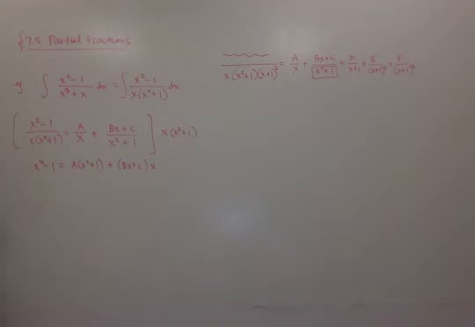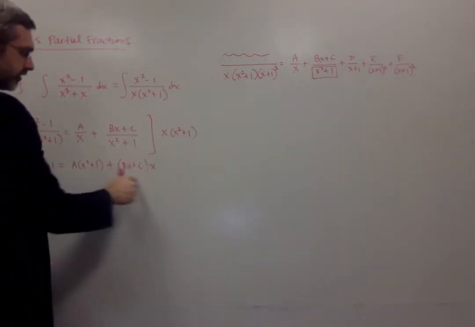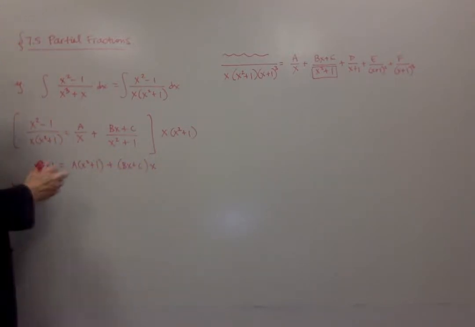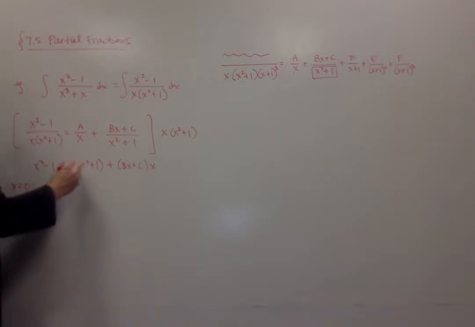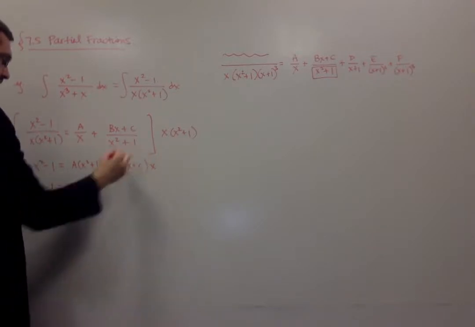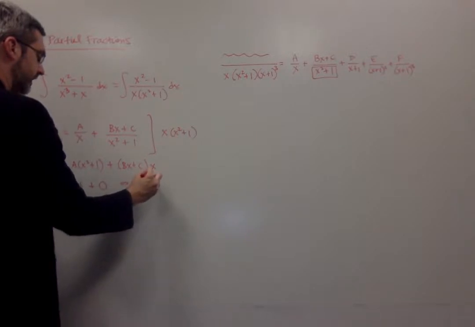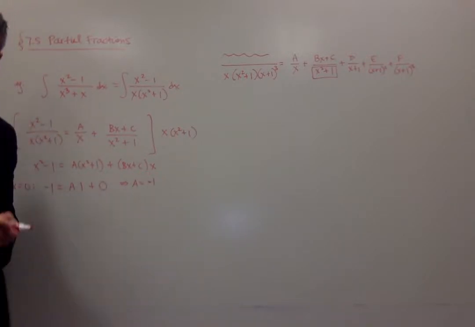So one thing that immediately occurs to me is if I plug in x equals 0, you'll notice that this right term will go away completely. So let's go ahead and do that. When x is 0, I get negative 1 equals A times 1 plus this whole thing is 0. So that means that A is negative 1. Well, that's helpful.